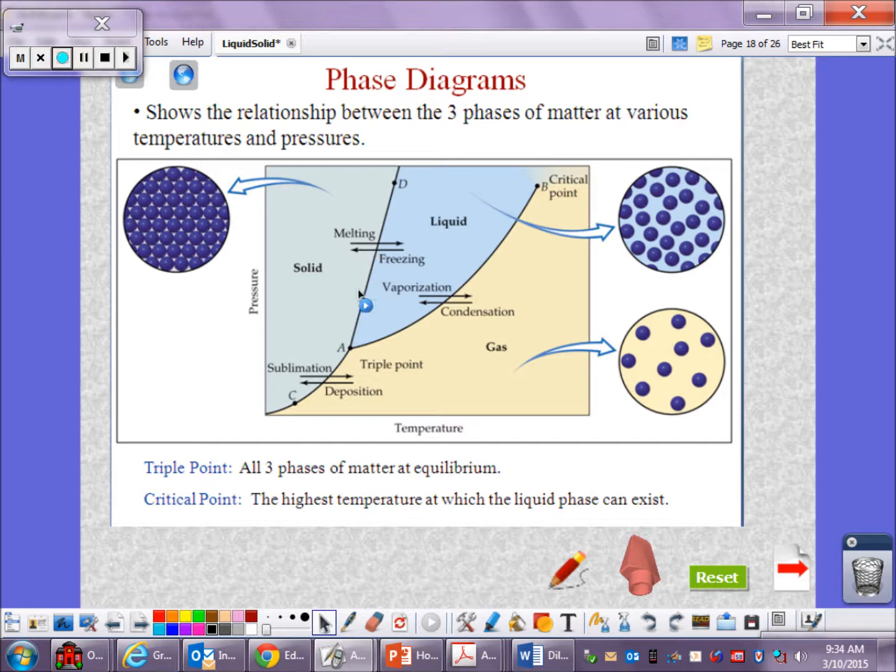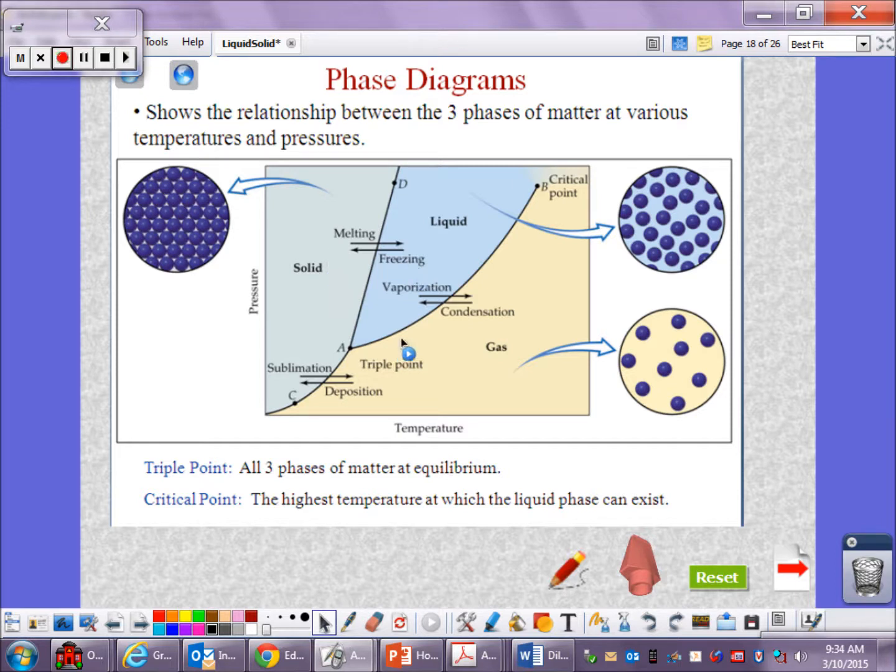But if I go here, this is still melting or freezing. Any point on this line is melting or freezing of that substance at different pressure and different temperature. So from solid to liquid, we said it is melting. From liquid to solid is freezing.